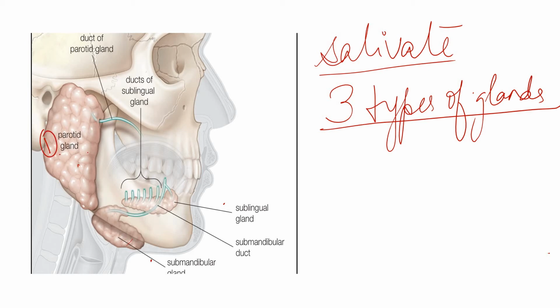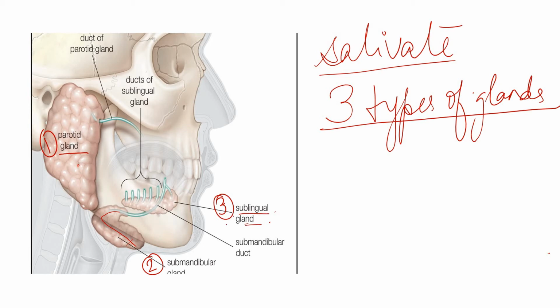What are they? Number one is the parotid gland. This parotid gland is present near the ears. Number two is the submandibular gland. That is present at the lower jaw. Can you see? Lower jaw region. Mandible region, lower jaw region. And number three is the sublingual gland. This will be present just below the tongue.